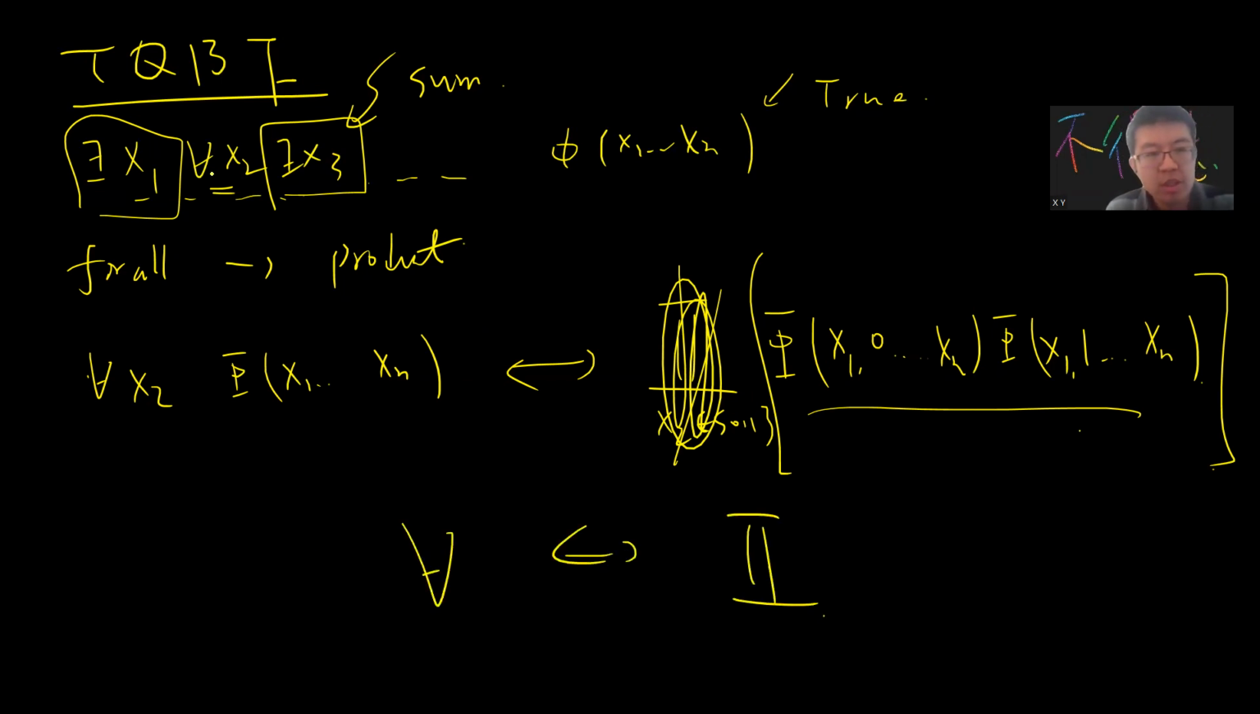So exists is replaced by sum, and for all is replaced by product. This is similar to the previous argument. Okay, so now you have this.